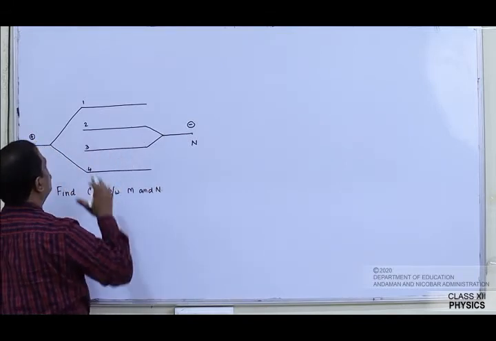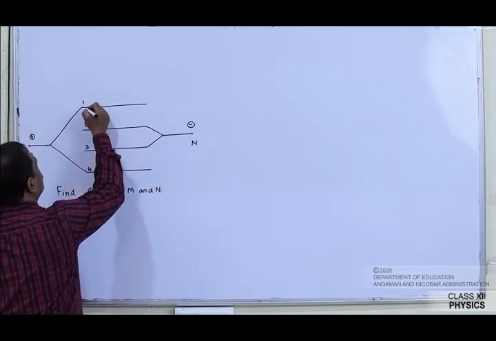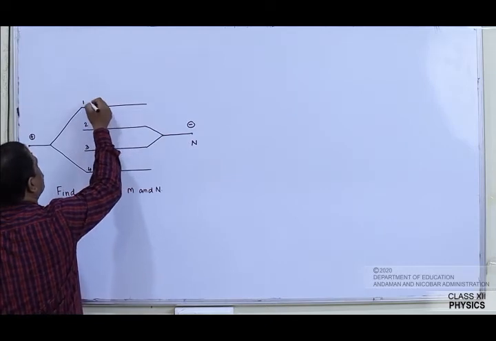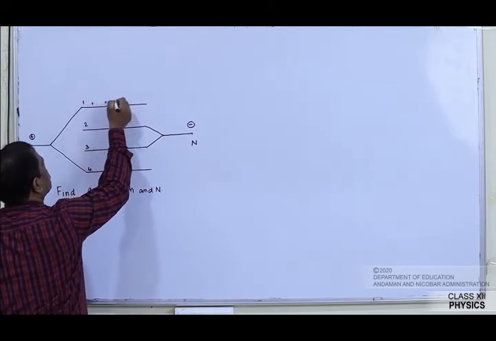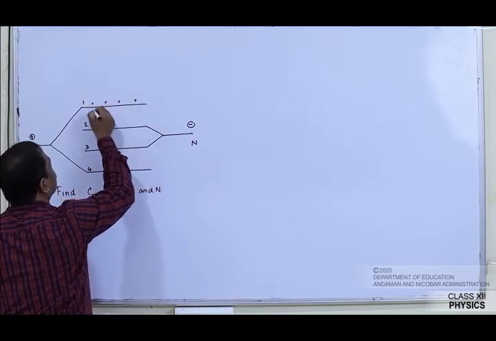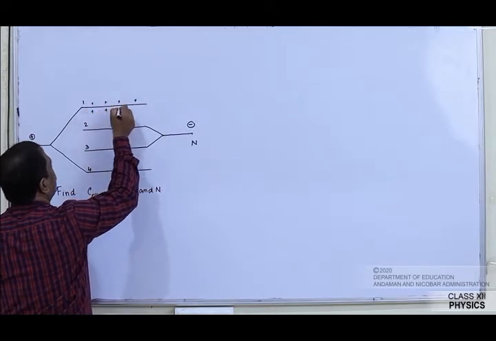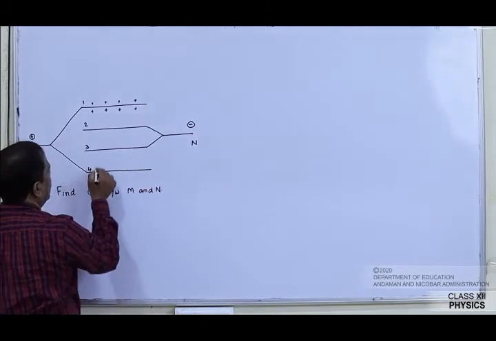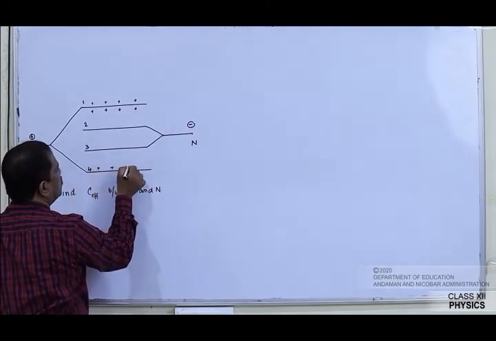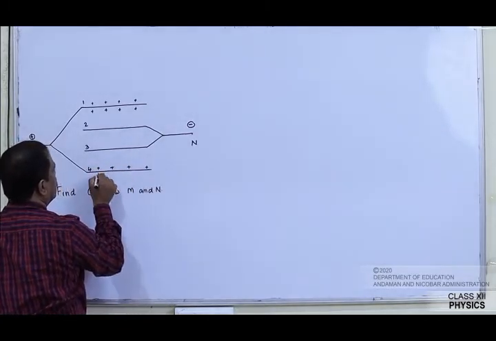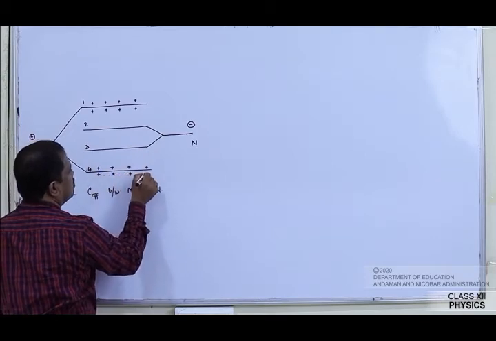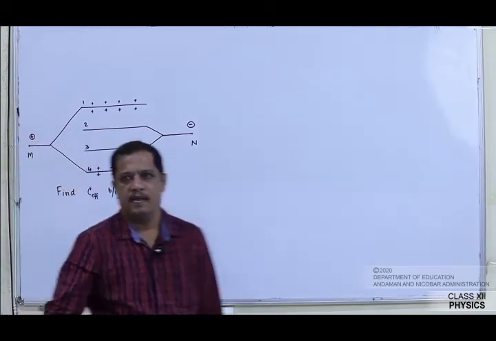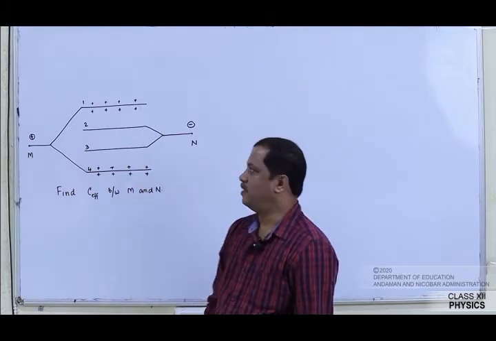So let me distribute the charges. So plus charge will go here. Initially I assume that plus charge will be this side as well as this side, but I don't know whether I am right or wrong. I have distributed the charge. Similarly here M, from here I distribute the charge on this plate. I don't know whether the distribution is right or wrong. Finally, I will decide whether it is right or wrong.